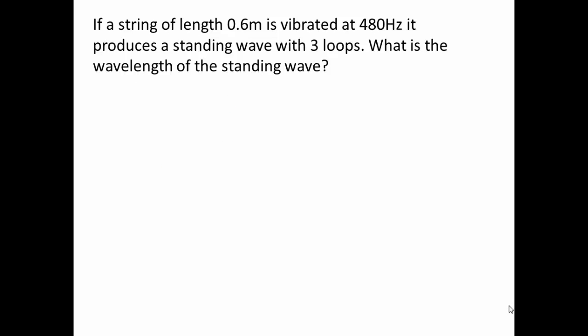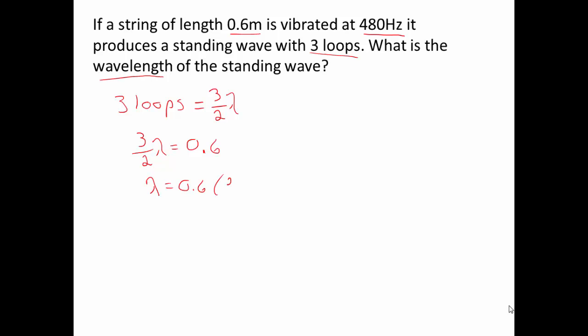Let's look at one last problem. If a string of length 0.6 meters is vibrated at 480 hertz, it produces a standing wave with 3 loops. The question is, what is the wavelength of the standing wave? Well, we know that if there are 3 loops, then we have 3/2 of lambda on our wave. So 3/2 lambda is 0.6 meters. That means that lambda is 0.6 times 2/3. So the wavelength of this particular standing wave is 0.4 meters.